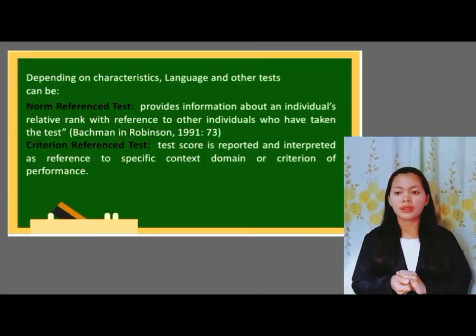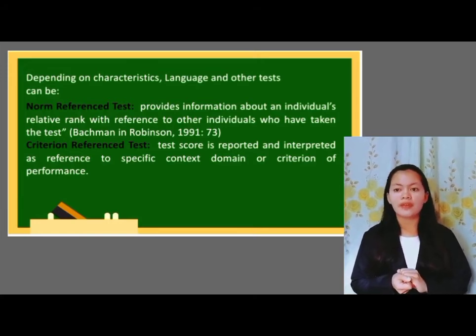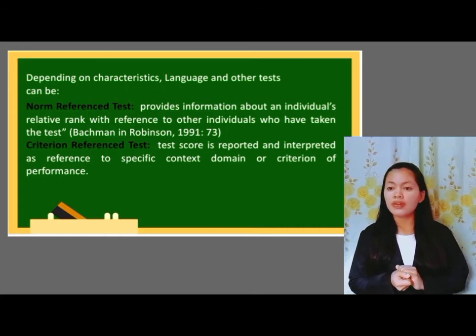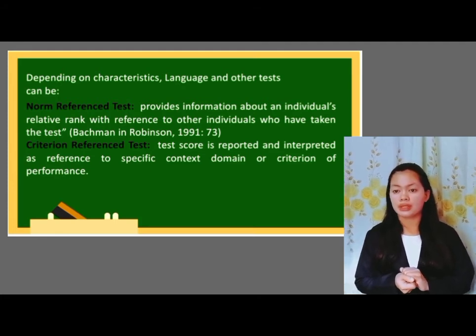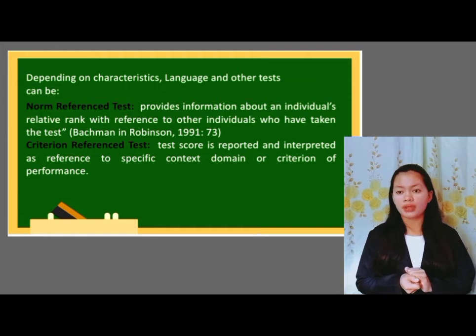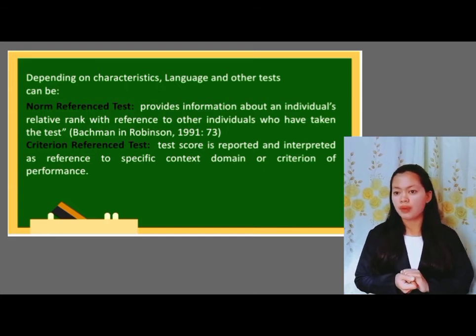Hence, depending on characteristics, language and other tests can be classified. First, norm-referenced test. It provides information about an individual's relative rank with reference to other individuals who have taken the test. Second, the criterion-referenced test. In this test, the score is reported and interpreted with reference to the specific context, domain, or criterion of performance.